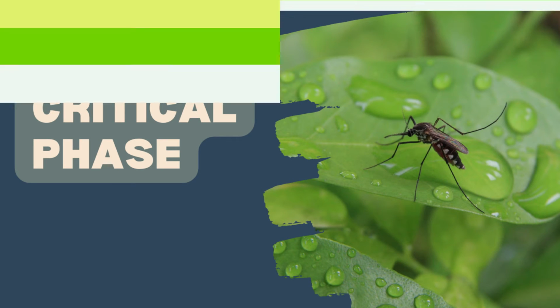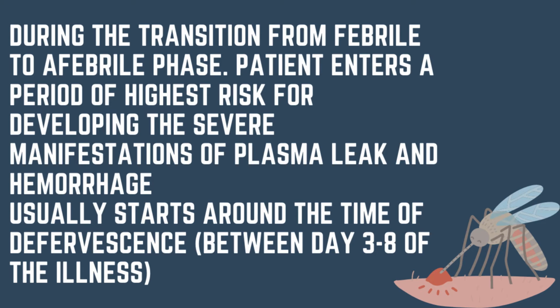Critical phase. During the transition from febrile to afebrile phase, the patient enters a period of highest risk for developing the severe manifestations of plasma leak and hemorrhage. It usually starts around the time of defervescence, between day 3 to 8 of the illness.